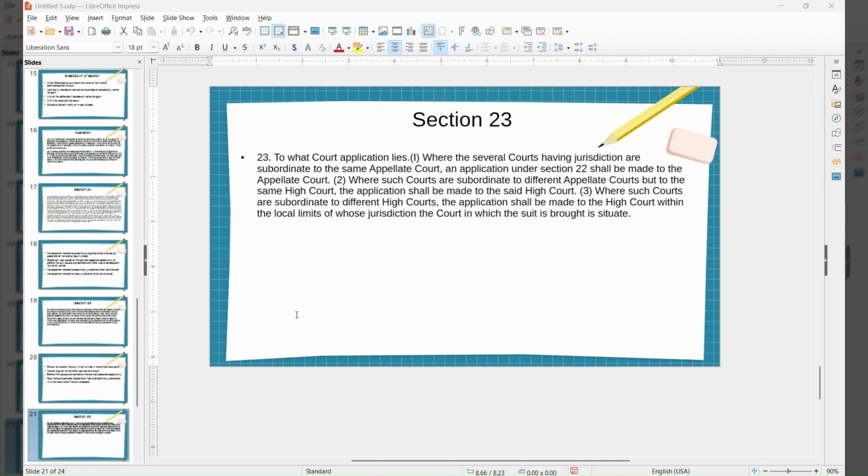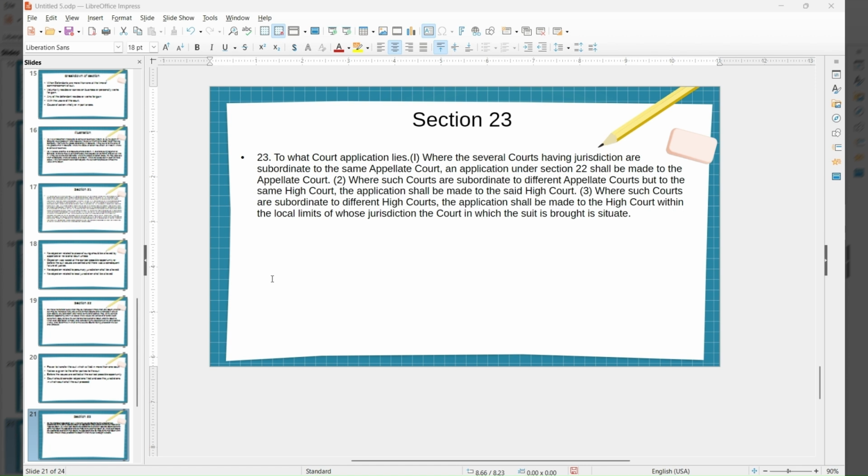Under section 23, when all the courts are under the same appellate court, that is, if all the courts that have jurisdiction over the suit are subordinate to the same appellate court, then the transfer application should be made to the appellate court.